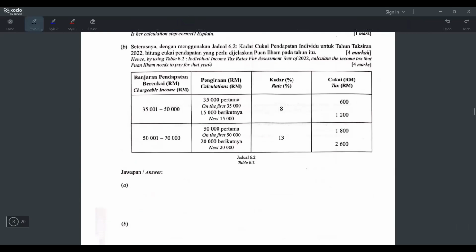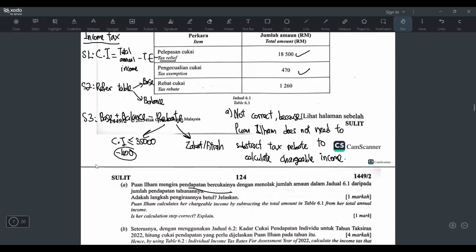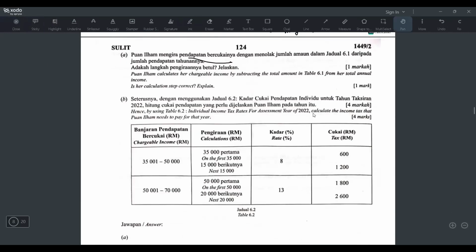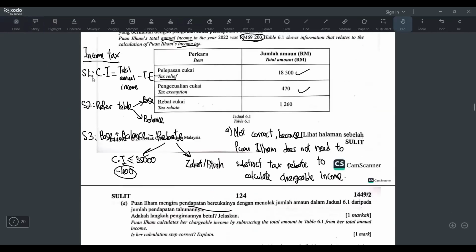Okay, let's do B. Hence, by using table 6.2, individual income tax rate for assessment year of 2022, calculate income tax that Puan Ilham needs to pay for the year. So this table is the table for the income tax rate. But before we refer to the table, step 1 dulu lah, sebab dia nak cari income tax, right? So we have to follow these steps. Step 1, step 2, step 3. So let's do step 1 now. Step 1 is calculate chargeable income.